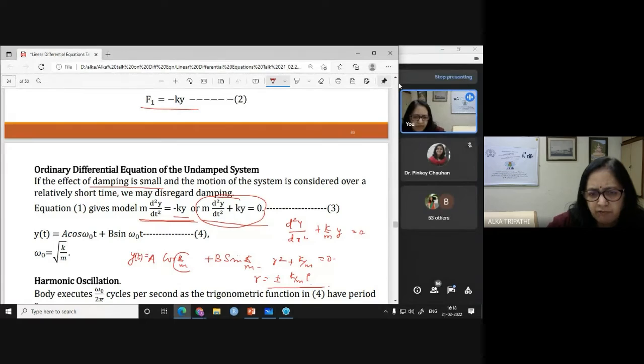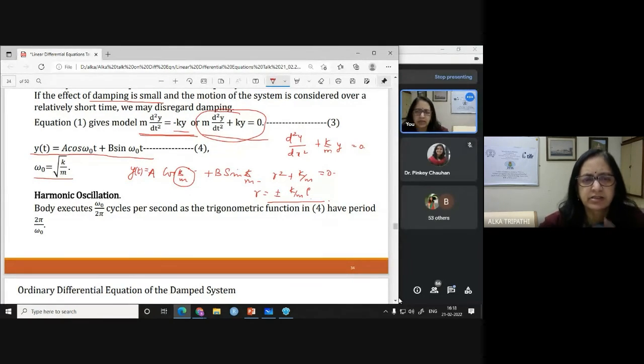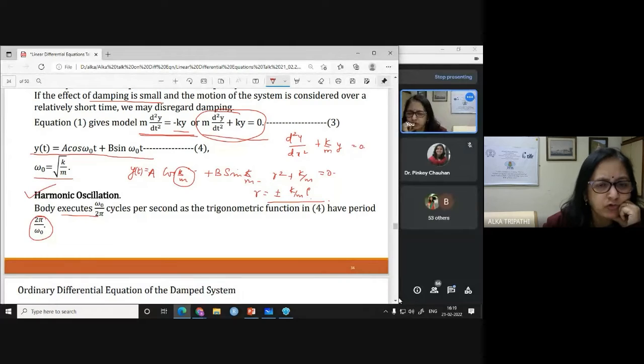If we consider root k by m equal to omega naught, then in that case we have the equation y(t) equal to a cos omega naught t plus b sin omega naught t. This is nothing but harmonic oscillation, and it has a period of 2 pi by omega naught. Therefore, the body executes omega naught by 2 pi cycles per unit time.